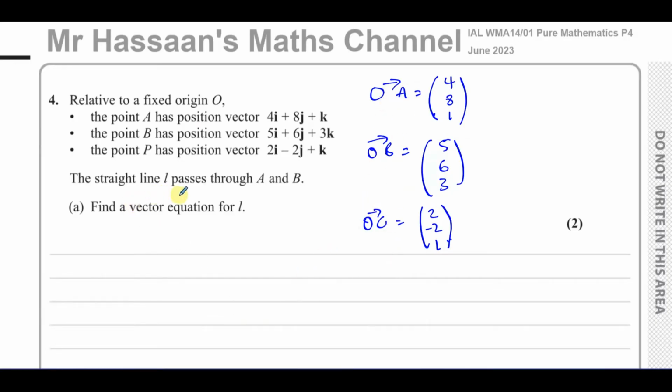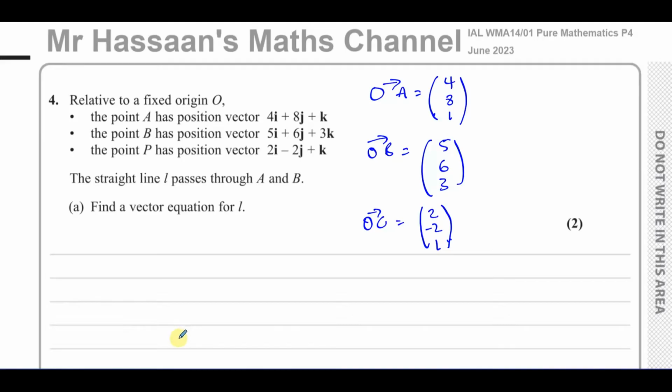It says a straight line L passes through A and B. Find the vector equation for L. Now, unlike M1 questions where you can make a sketch for two-dimensional diagrams that looks a bit realistic, here we have three-dimensional vectors and it's very difficult to make them look realistic. So you can just randomly put points anywhere you feel like for now, just to give you the idea.